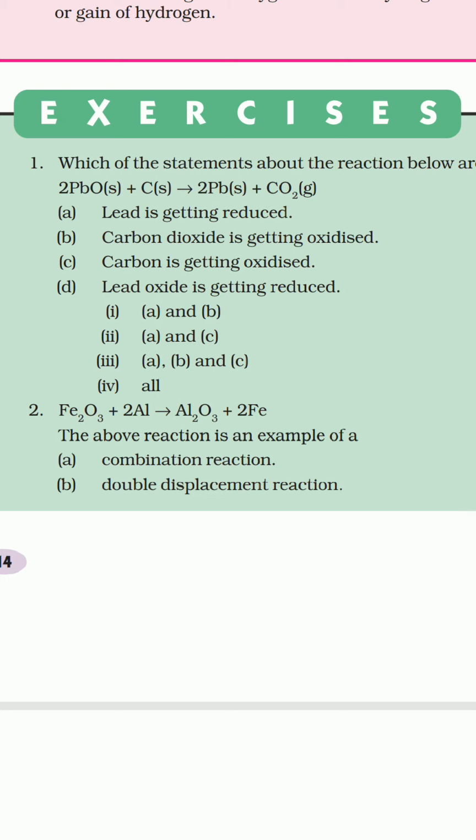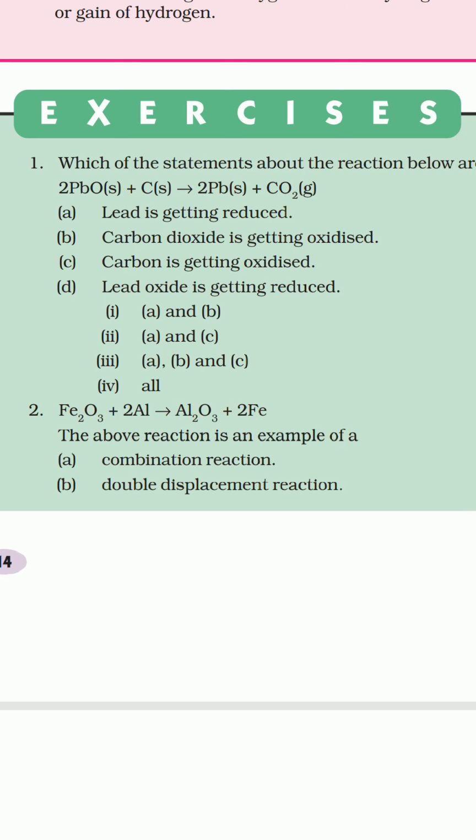Lead is getting reduced? No, the lead oxide is getting reduced. PbO is converted to Pb, so lead oxide is getting reduced. And carbon dioxide is getting oxidized? Carbon dioxide is not getting oxidized. Carbon is getting oxidized to give CO2. So the correct answer is A.